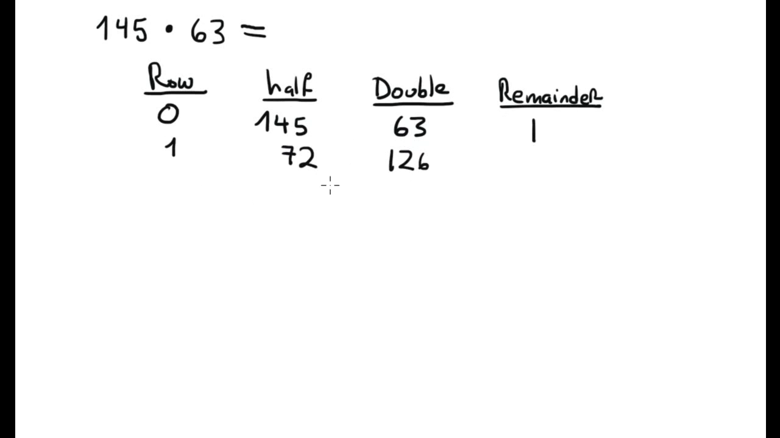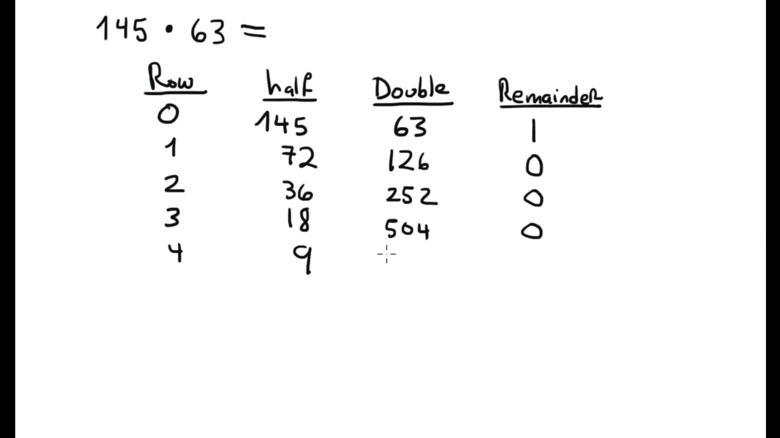Now 72 is even. Divided by 2 is 36. No remainder. And 126 duplicated, 2 times 2, is 252. This is row 2. 36 again is even. It's 18. 18, no remainder. 252 multiplied by 2 is 504. This is row 3. 18 again is even. Divided by 2 is 9. No remainder. And duplicating this is 1008.